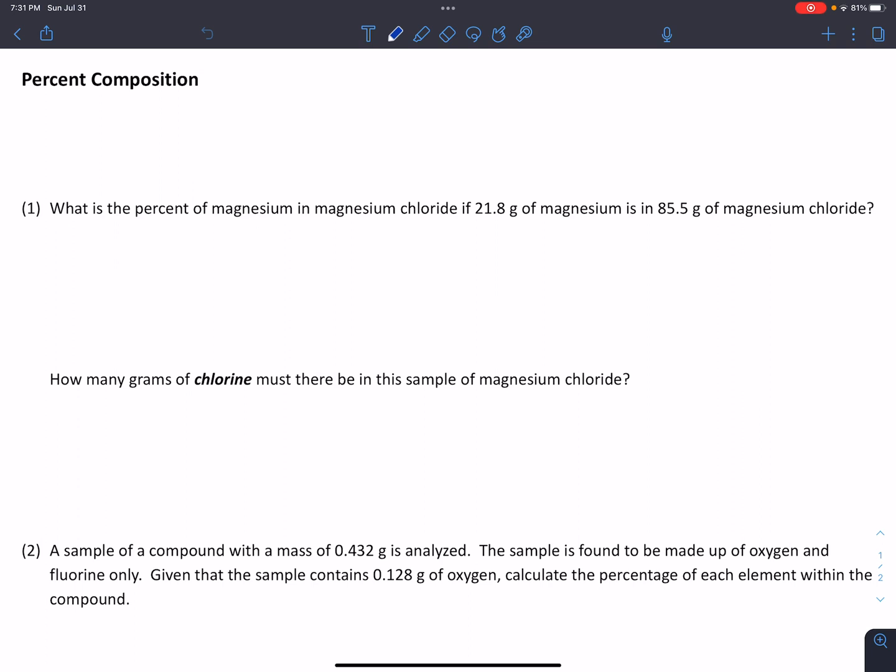I just wanted to talk today a little bit about how to solve percent composition problems. All right, I have a couple different types here. I'm going to go through each one of them for you.